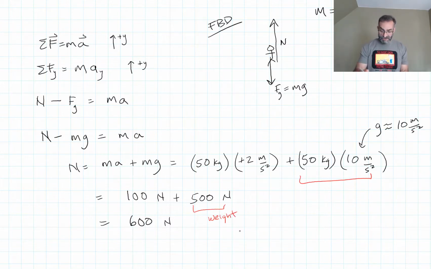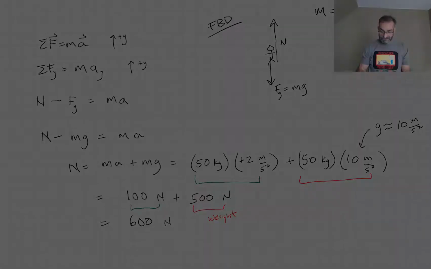And the extra 100 newtons, this extra amount, is what is providing the acceleration of 2 meters per second squared in the upward direction. So you could almost split up the normal force and say part of it is just holding up your weight, and this extra part we're getting is providing the acceleration.